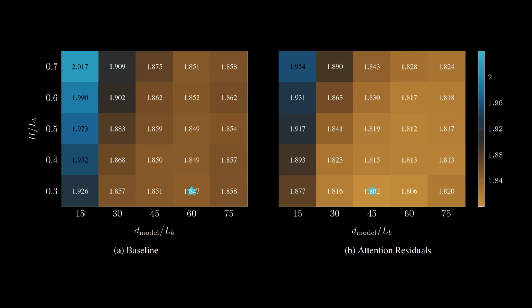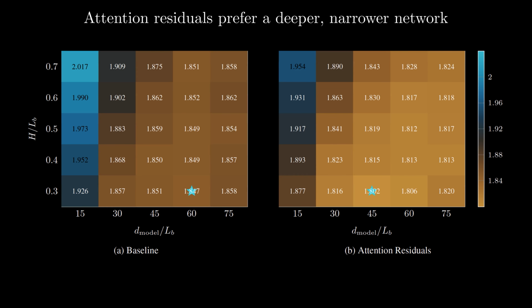There is a second finding just as interesting. Given a fixed compute budget, what is the optimal model architecture? Compared to the baseline, attention residuals prefer deeper, narrower networks. Given the same parameters, attention residuals benefit more from adding layers than from increasing widths.